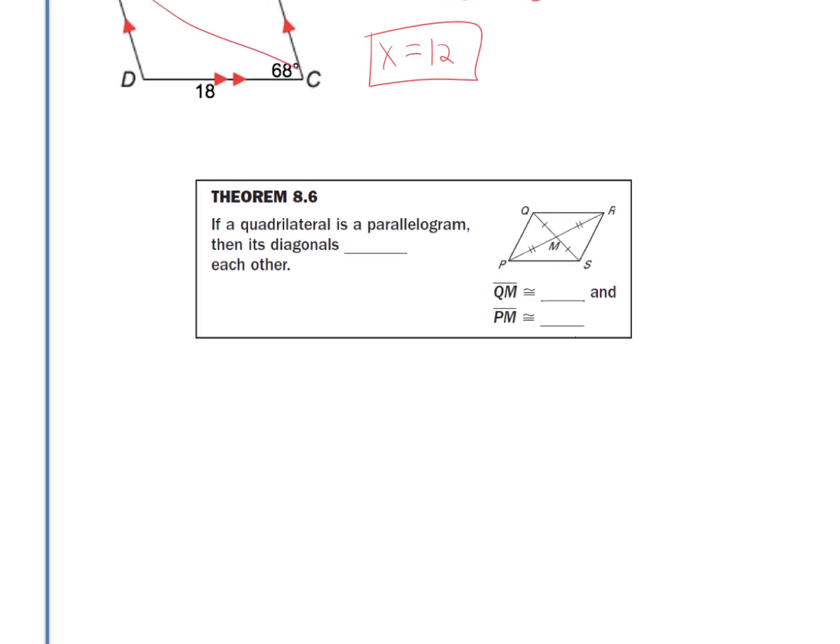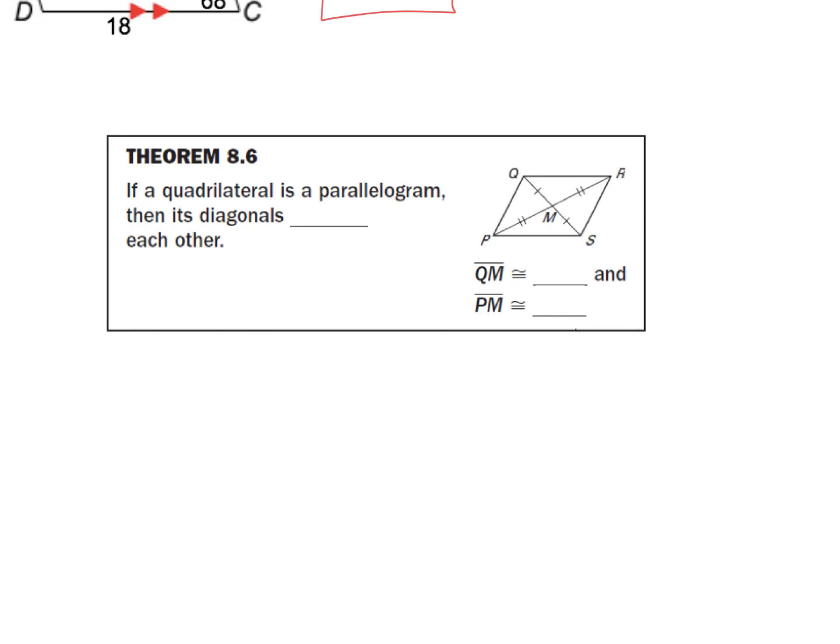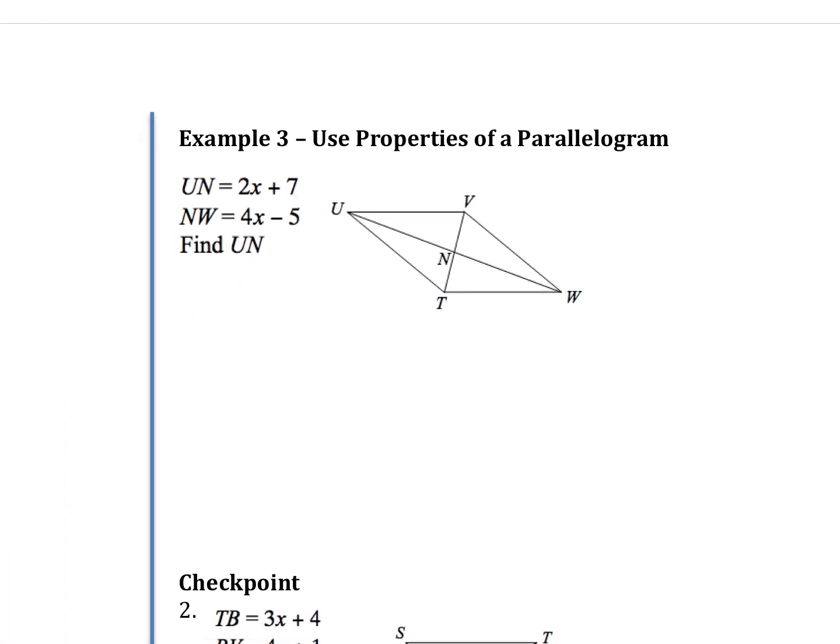Awesome. Okay, next, new property. If a quadrilateral is a parallelogram, then its diagonals bisect each other. They what? Bisect each other, okay? So QM is congruent to SM, and PM is congruent to RM, okay? So basically, these are going to be congruent, and these are going to be congruent. That means it splits them right in the middle, so they're congruent on either side, okay? So let's go ahead and do one of these.